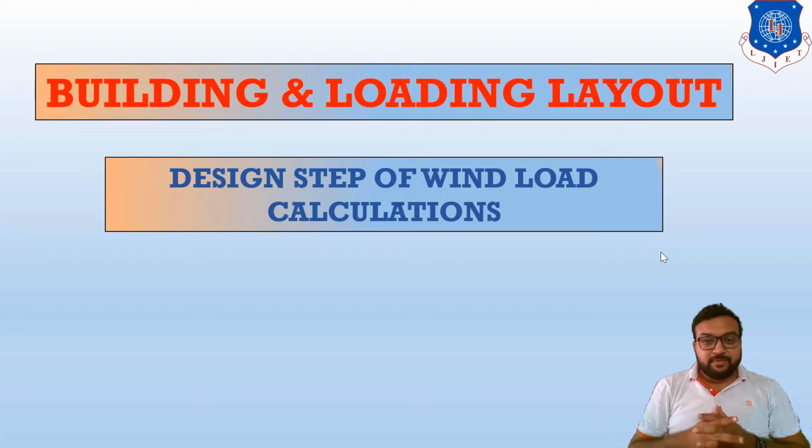Students, this is our third lecture of our chapter number 1, which is building and loading layout. In the first lecture we discussed which types of load we have to consider while designing any RCC structure. In that lecture we discussed that there are a total of 7 loads, in which the first load is dead load, and the dead load calculation is as per IS 875 part 1.